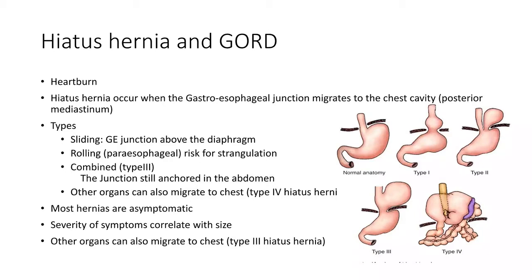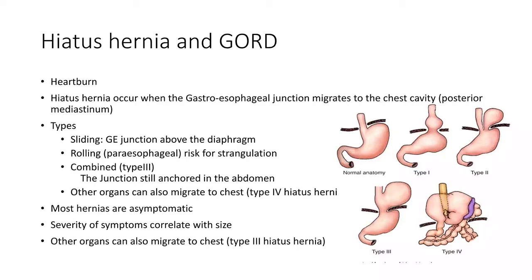By definition, hiatus hernia is the anatomic problem that occurs when the gastroesophageal sphincter migrates from the abdomen into the chest cavity, in particular into the posterior mediastinum. We tend anatomically to define them, as we can see in the picture, into 4 types. This is the normal anatomy, where there are 2 or 3 centimeters of the esophagus below the diaphragm. This one is called the sliding hiatus hernia, or type 1, where the gastroesophageal junction is high in the posterior mediastinum.